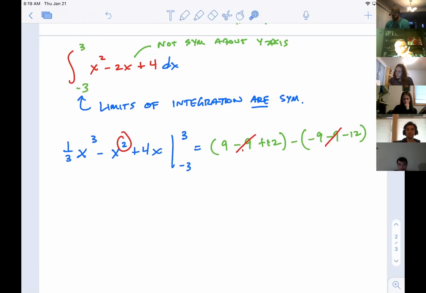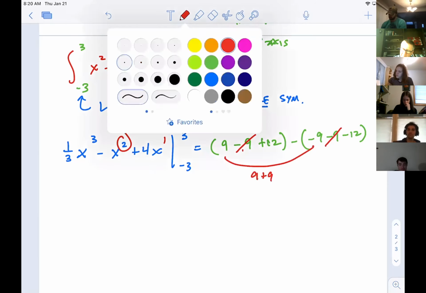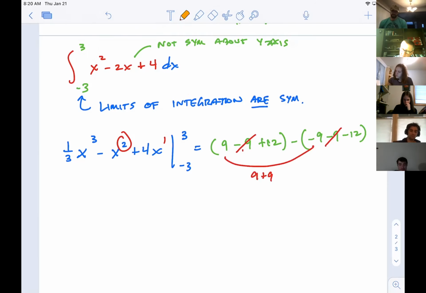Now the odd exponents, x to the third and x to the 1, aren't going to cancel out. But do you notice that in the end, because of these two, you end up with 9 plus 9, and because of these two, you end up with 12 plus 12? In other words, you ended up doubling the first number and doubling the third number.